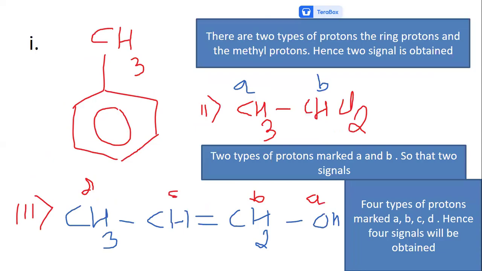How many NMR signals would you expect from toluene, 1,1-dichloroethane, and allyl alcohol? In case of toluene, there are 2 types of protons, the ring protons and the methyl protons, hence 2 signals are obtained. 2 types of protons marked A and B, so 2 signals. In case of the dichloroethane, 4 types of protons marked A, B, C, D, hence 4 signals will be obtained.